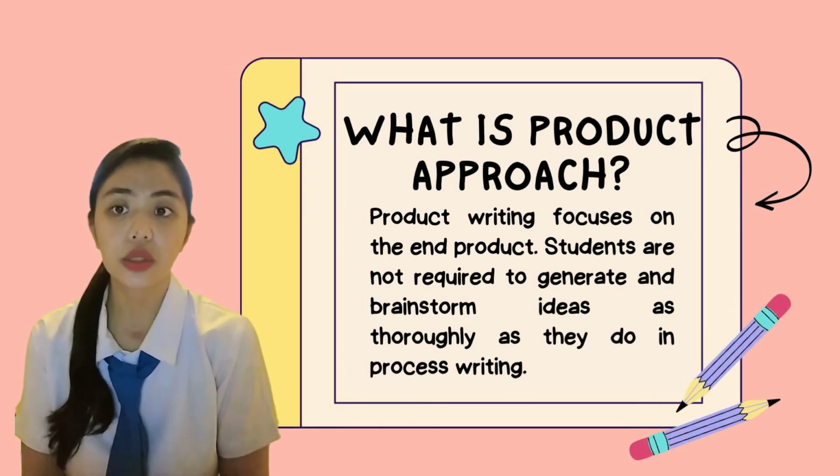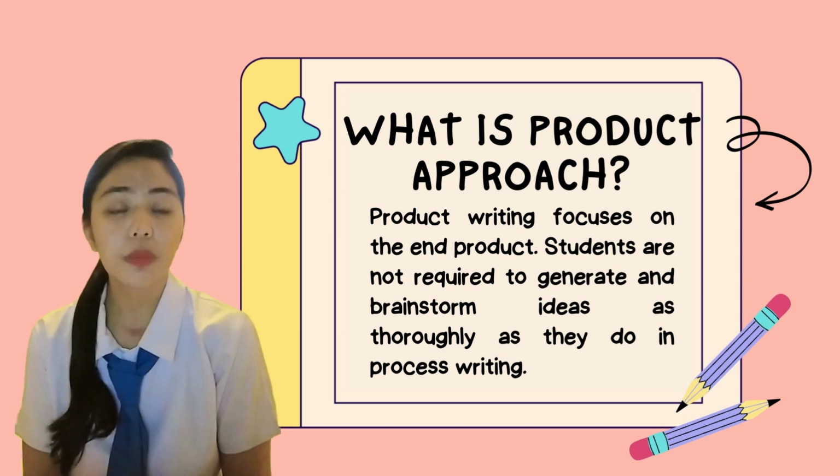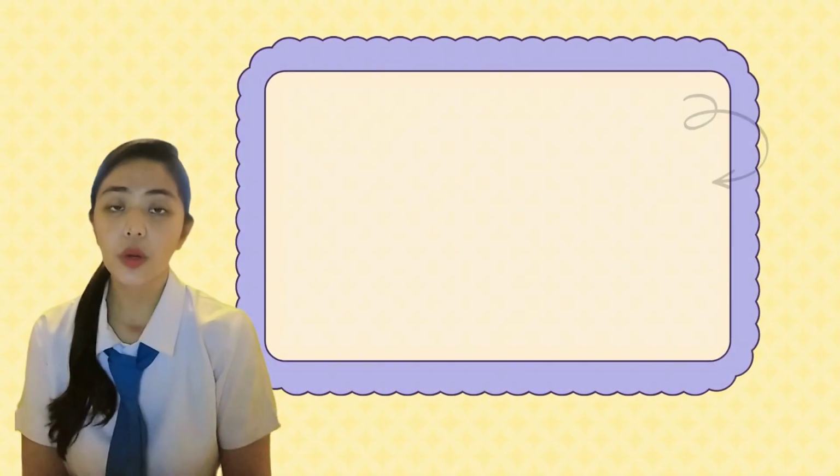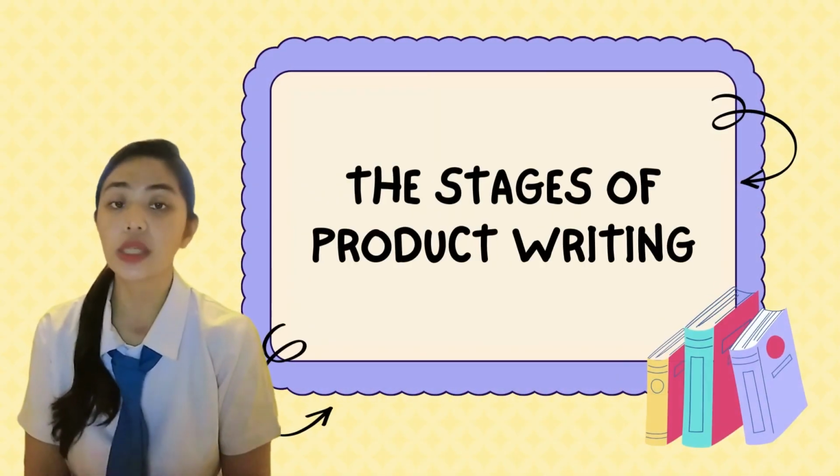Students are not required to generate or brainstorm ideas as thoroughly as they do in process writing, and instead, they spend more time analyzing and practicing the main features of the text genre they are supposed to write. Product writing usually follows the following stages.